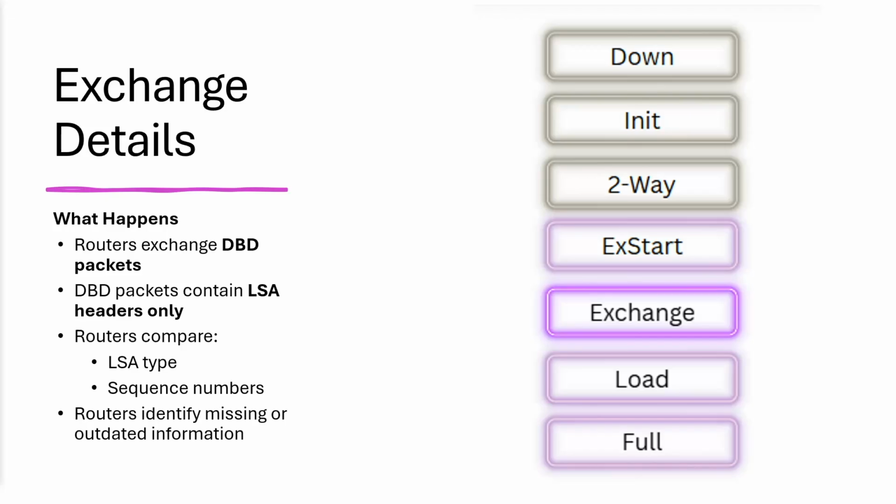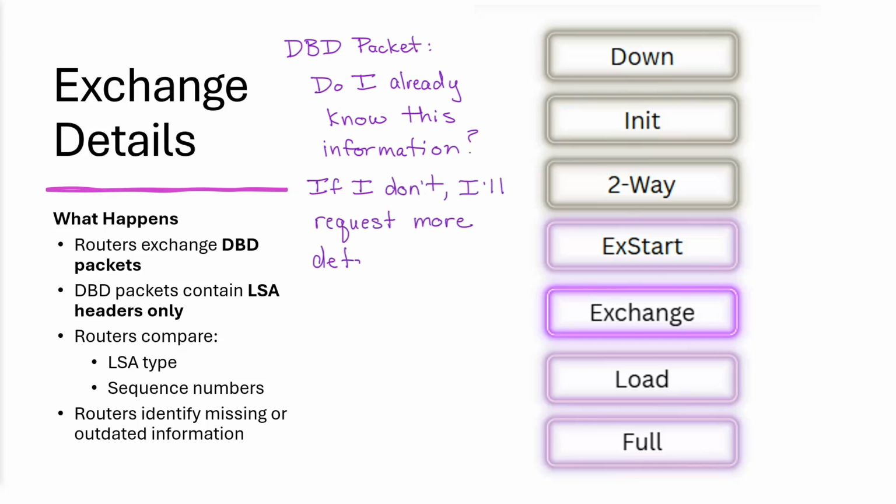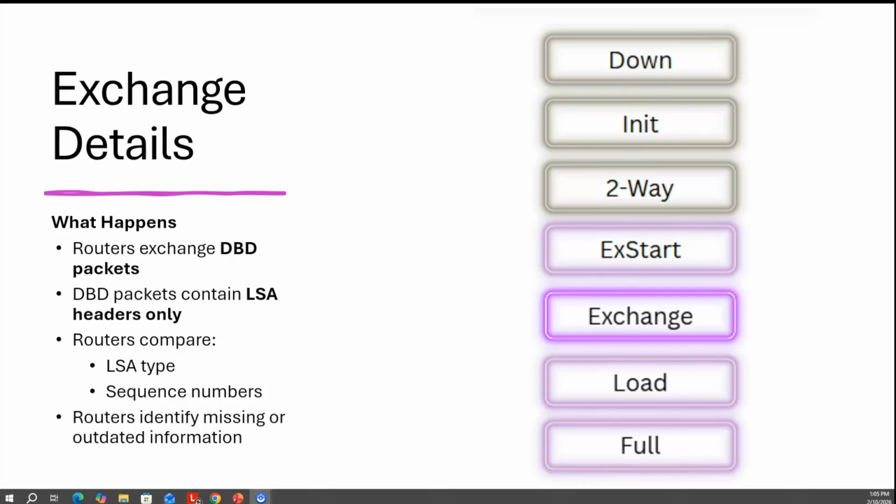If we're using our dating app analogy, the DBD packet is like seeing if you already know certain information about that person, and then deciding what you might want to ask later. You might look at their profile and say, oh, I can see they have a favorite color, but it's not listed. I don't know what it is. If you are missing information about their favorite color, you're going to note that down, and then you'll request it in the next phase.